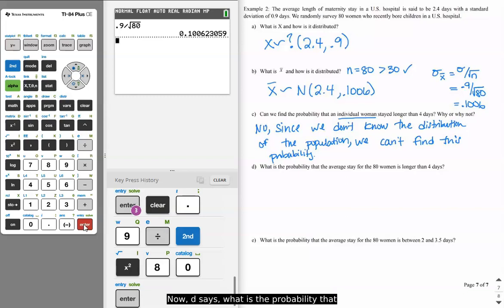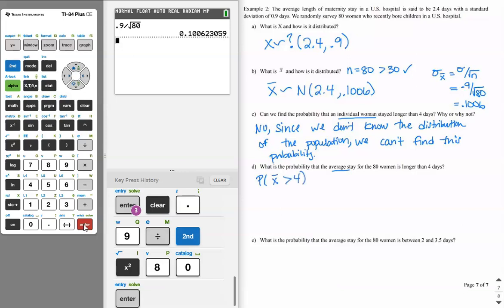Okay, so if we knew it was normal, then we could go and figure out this question. But since we don't know the distribution of the initial population, we really can't find the probability for this individual woman. Now, D says, what is the probability that the average stay for the 80 women is longer than 4 days? So the average stay, they're talking about the mean for the 80 women. So this would be part B's distribution. So this we can actually find. They want to know the probability that the sample mean is greater than 4.